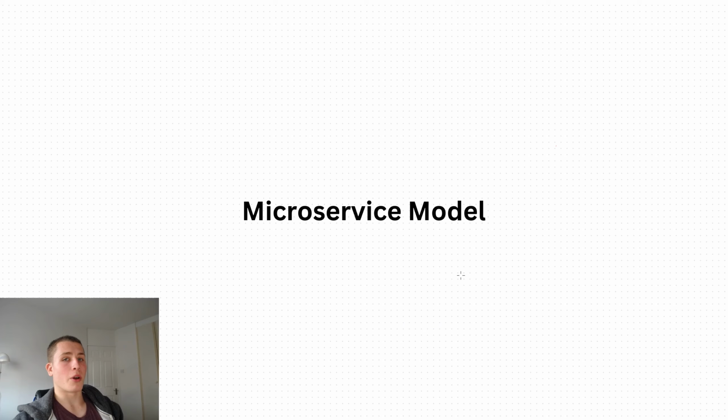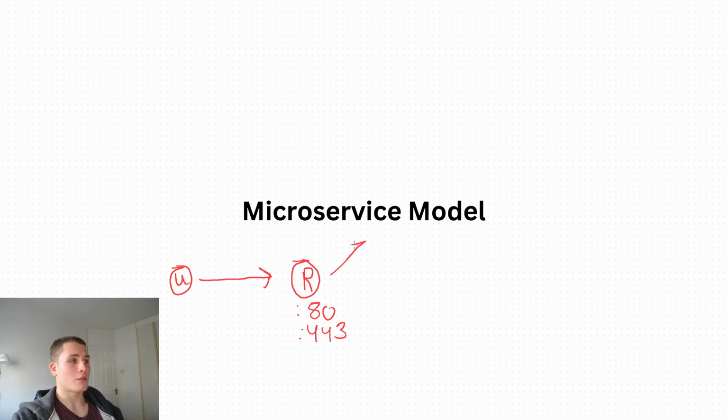Yes, that's basically the microservice model. It's where we have the user connecting to a reverse proxy on our server hosted on port 80 and port 443, which then routes the requests to our different applications here, like so. And these applications can be directories like this. They can be different websites entirely.